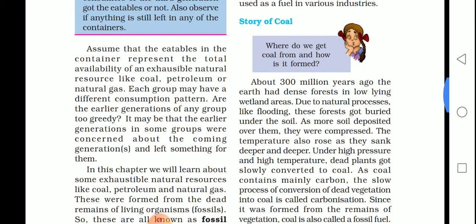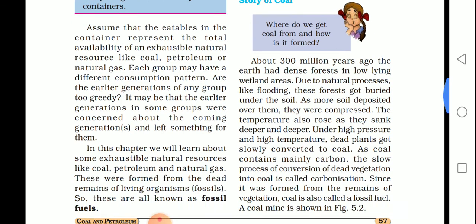As you know, coal mostly contains carbon atoms. The process of conversion of dead vegetation into coal is called carbonization. Carbonization is the process in which dead vegetation is slowly converted into coal. Since it was formed from the remains of dead vegetation, coal is also called a fossil fuel.